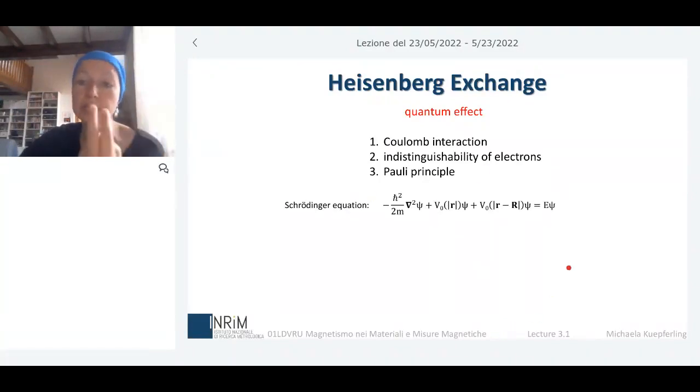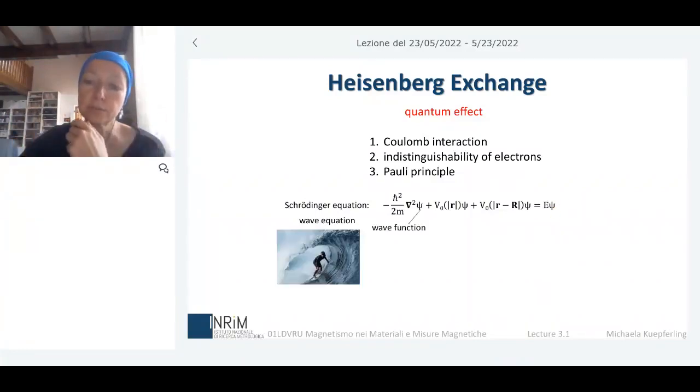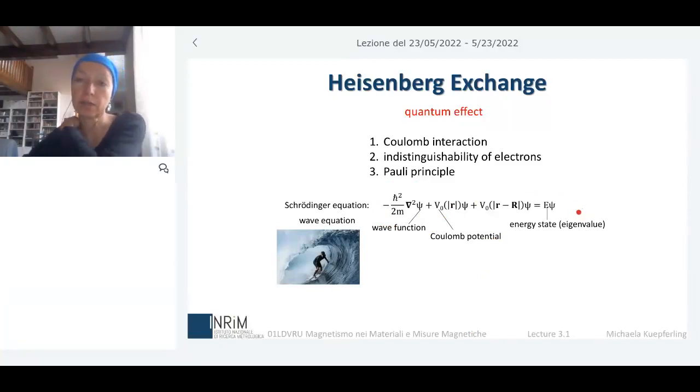So first of all, we have to consider that, of course, electrons can be described as wave functions, and the energy of these wave functions is described by the Schrödinger equation. I guess all of you already saw this wave equation. We have a wave function. This is, let's say, the equivalent of the kinetic energy. This would be the equivalent of the potential energy. Of course, in this case, it's the Coulomb potential that we have to consider. And then we have the eigenstates of our electron, of our wave function, which describe the quantized energy states of the electron.